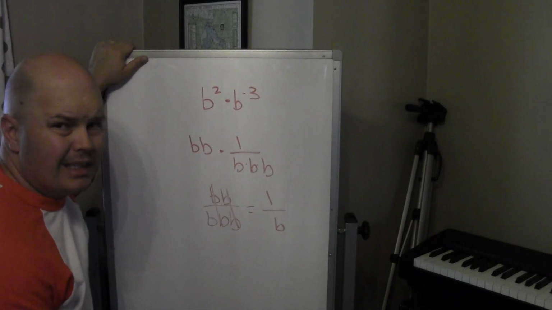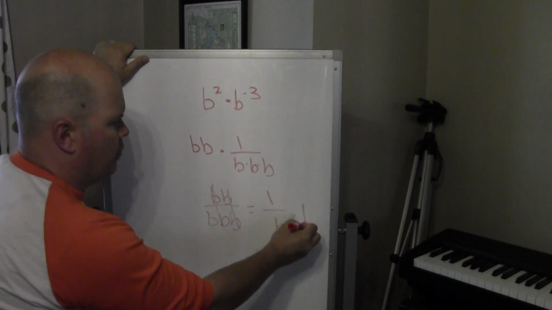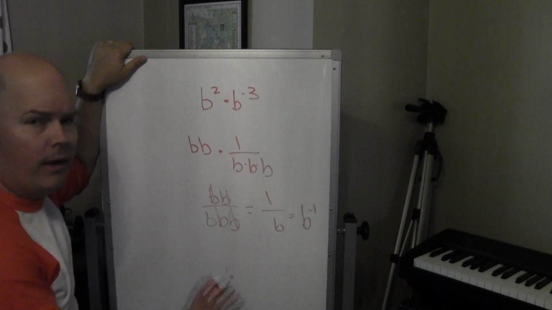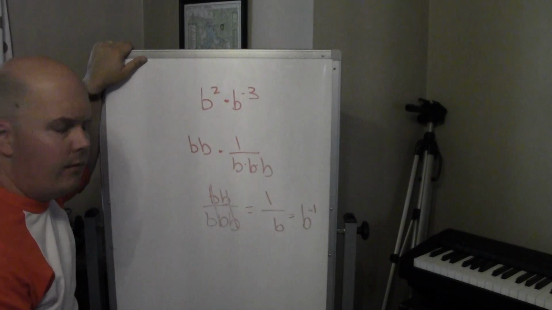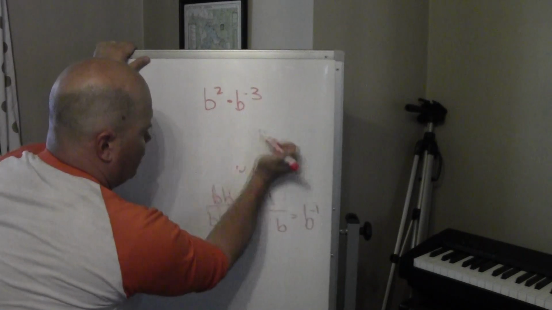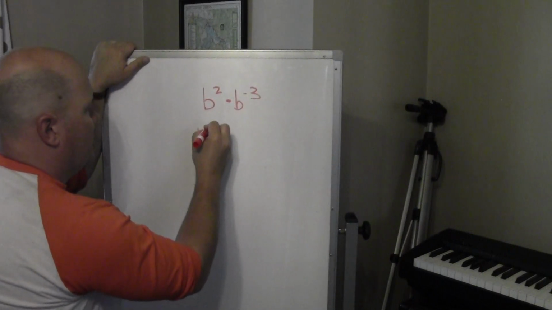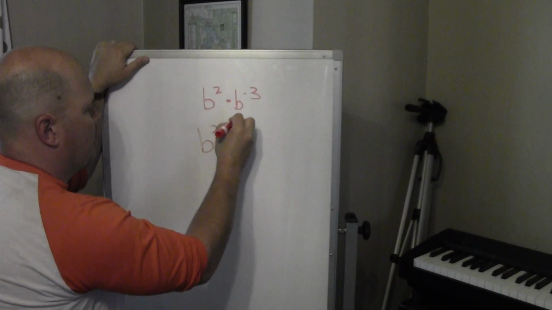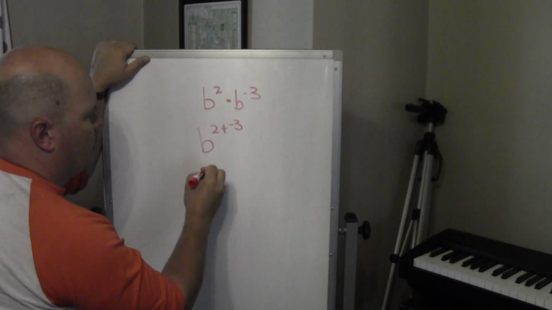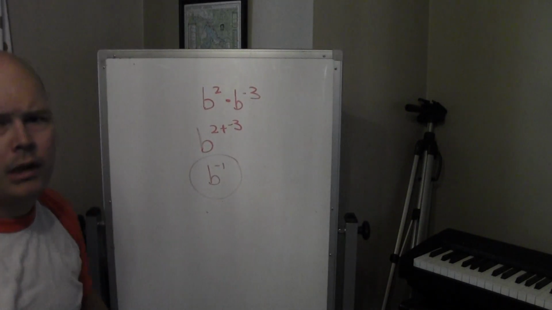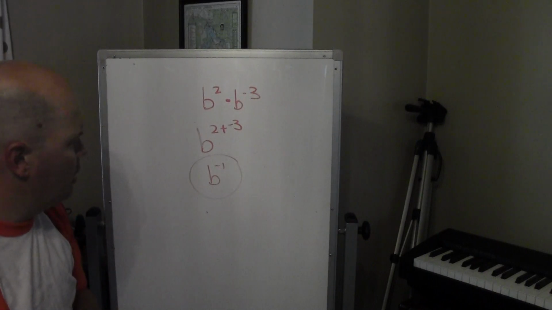Or if I wanted to write that as a negative exponent, then it would just be b to the negative first. Okay? But if I didn't want to do all the expansion of it, I don't have to, because I know the algorithm. I can erase all this, and I could have just gone b to the 2 plus negative 3, which is equal to b to the negative first, and I'd be done. Okay? It seems a little weird.